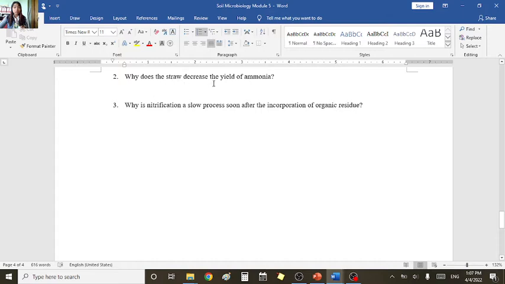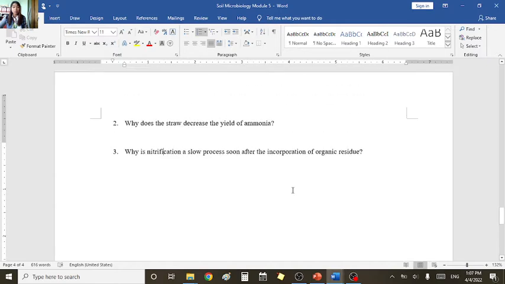Why does the straw decrease the yield of ammonia? So, bakit? Okay? So, i-relate ninyo doon sa CN ratio content ng rice straw. Di ba mataas yon? And then, why is nitrification a slow process soon after the incorporation of organic residue? Okay? So, another process of nitrogen transformation, nitrification. So, bakit? Yun lang naman ang mga questions.